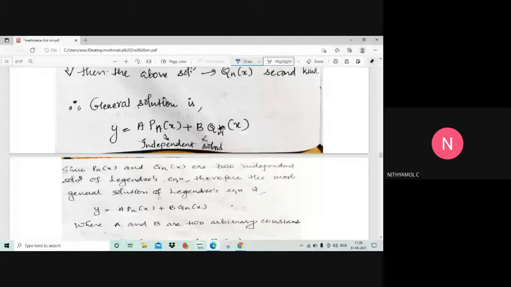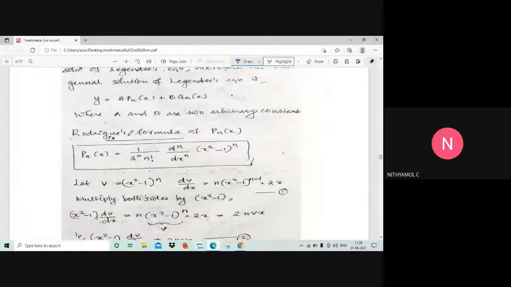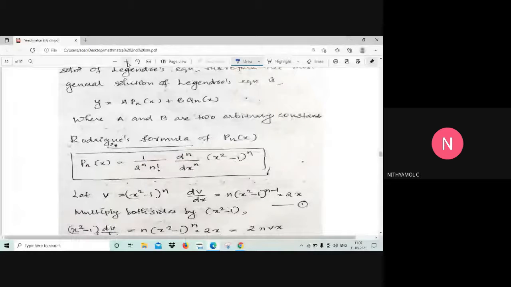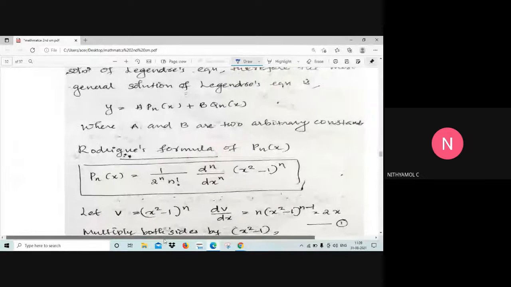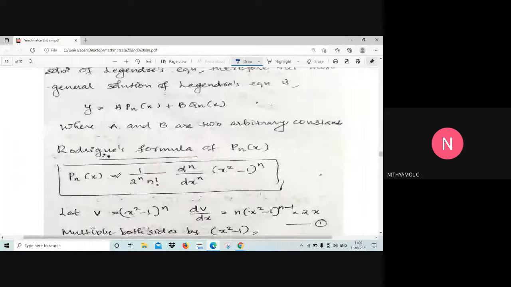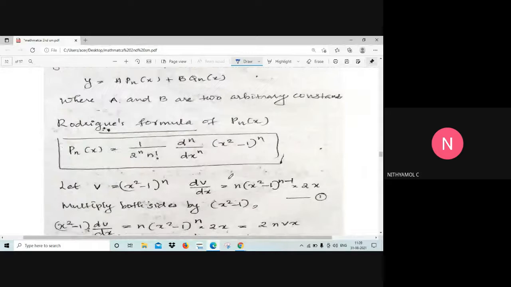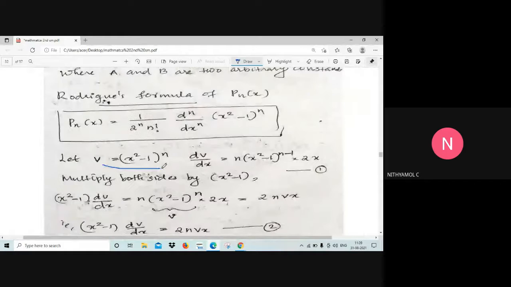Pn of x. That is Pn of x equal to 1 by 2 raised to n, n factorial into d^n by dx^n of (x square minus 1) raised to n. This is our formula. We can prove this. Taking v is equal to (x square minus 1) raised to n, then dv by dx equal to n into (x square minus 1) raised to n minus 1 into 2x.